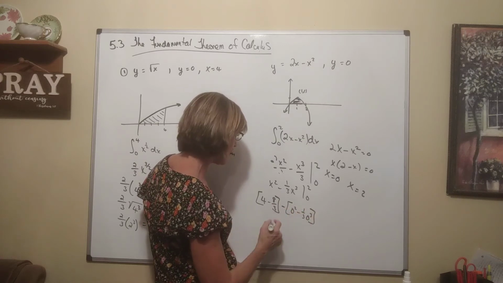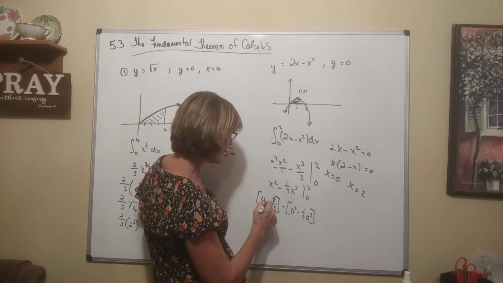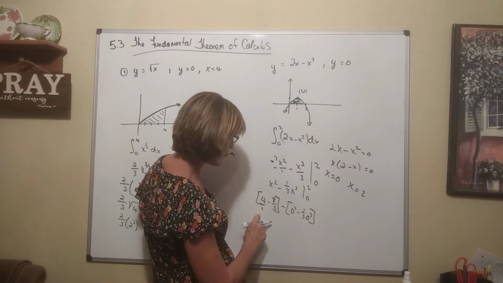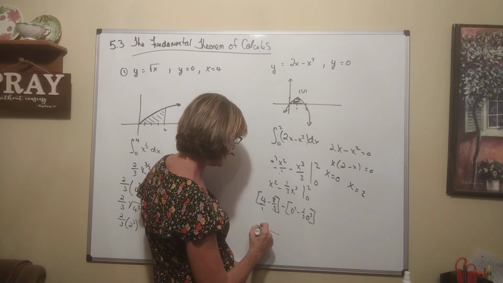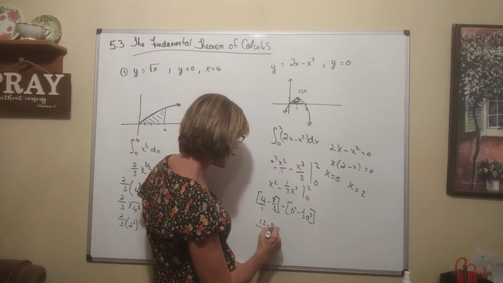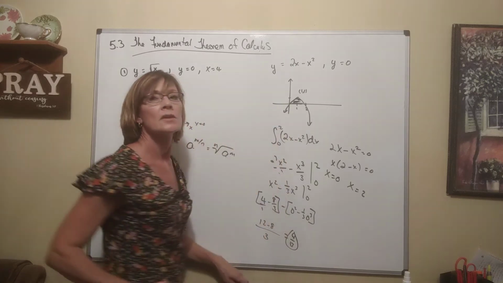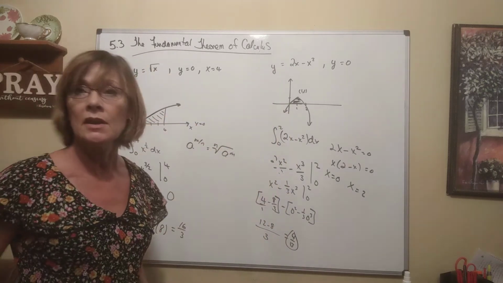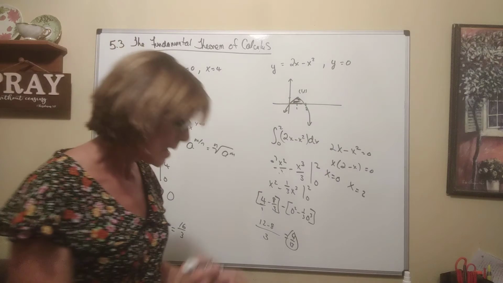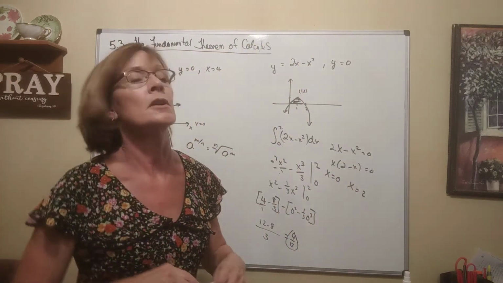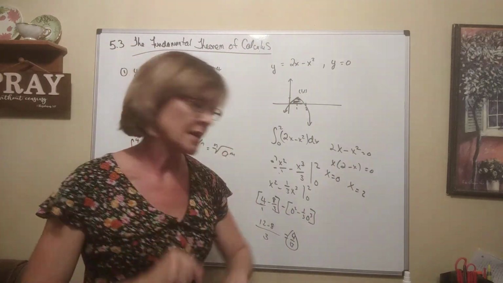And so this is a big 0 again. So basically we have 4 minus 8/3. If I get this common denominator of 3, then I've got 12 minus 8, or 4/3 is the area under that curve. So that's how you can convert that to an integral and do it very simply. So thank you, all of those smart guys who lived a long time ago, for giving us that theorem.